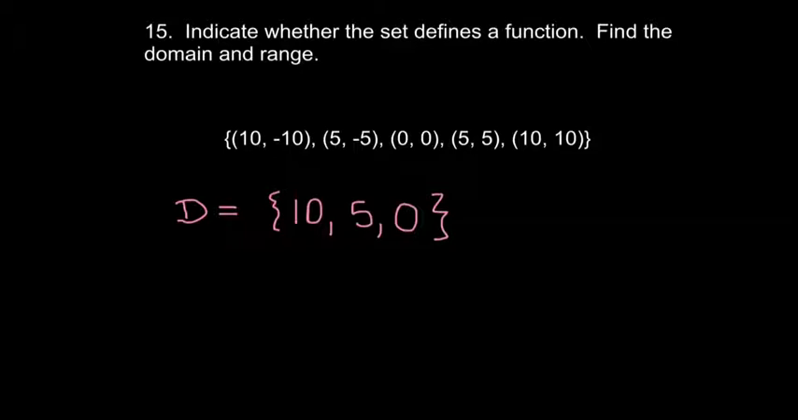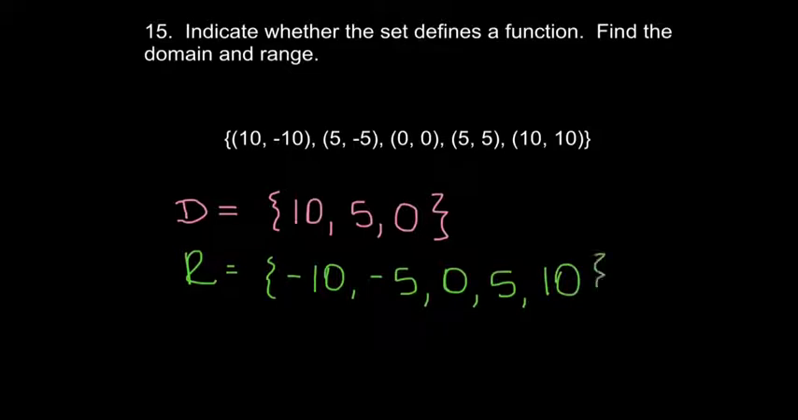My range elements are the set of all of the y coordinates, or all of those second coordinates. So when I list the range, that would be -10, -5, 0, 5, and 10.